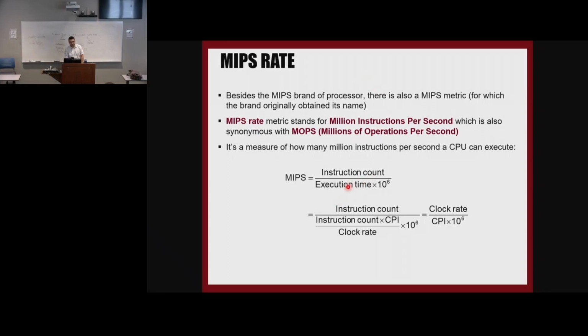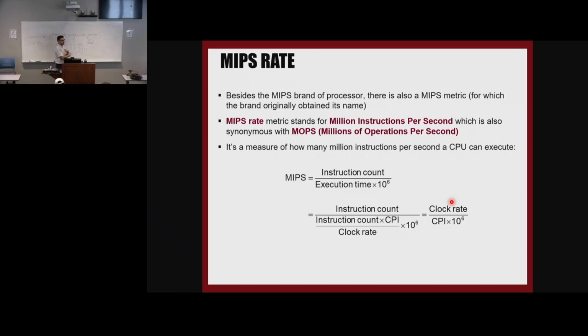We have instructions divided by execution time, divided by 10 to the 6, right? Or you can change the execution time to instruction count, multiply by CPI, divided by clock rate. We know these things, right? And then we cancel instruction count, clock rate goes up there, and you can get this equation. These conversions I don't really care about because they don't really matter that much. You don't have to memorize this. Even if you know the equations, just play with the equations, right?